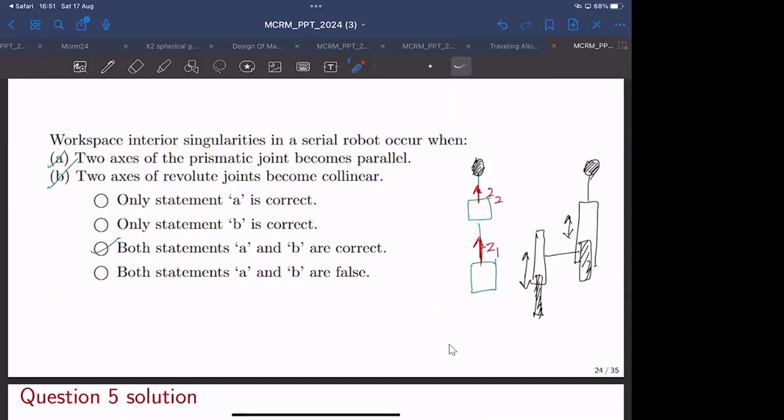But in the case of workspace boundary singularities, just like what we observed for an RR robot, boundary singularities happen at the extremities of the workspace, at the outer boundary or at the inner boundary. But interior singularities can happen within the workspace when either of these two conditions happens.